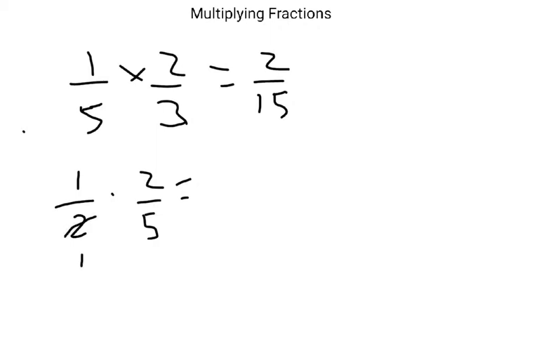2 divided by 2 is 1, and this 2 divided by 2 is 1. So now when we multiply, we get 1/5, and that's lowest terms.